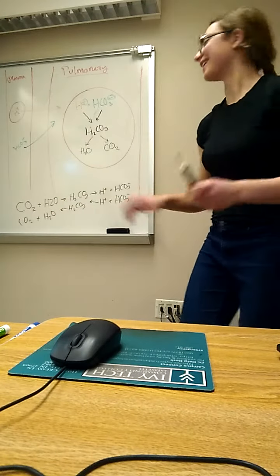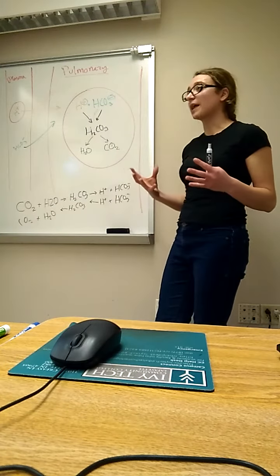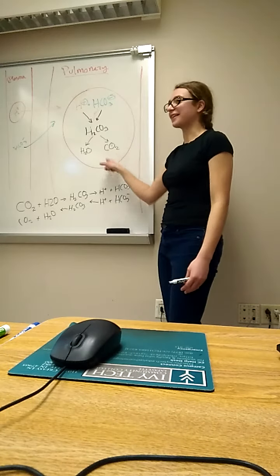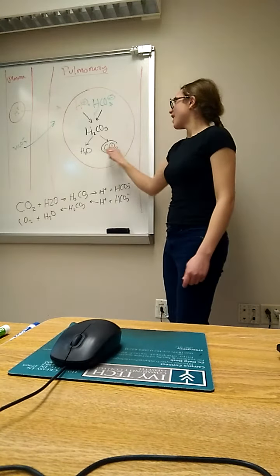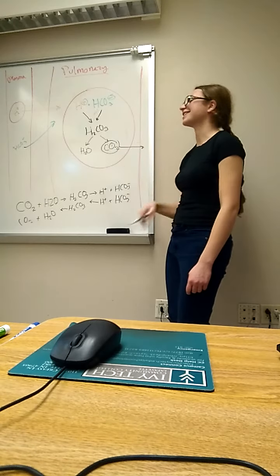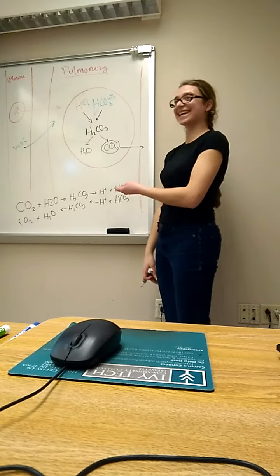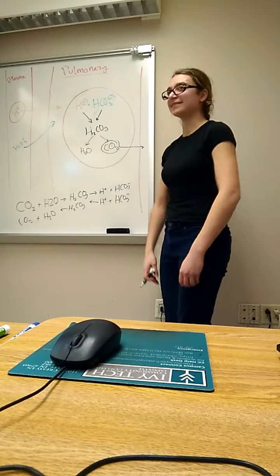Stop, so most of it got in. So the water is going to stay in the red blood cell because cells are made of what? Water. What's going to happen to the carbon dioxide? It will diffuse from the lungs. It's going to go out. So this is you breathing.